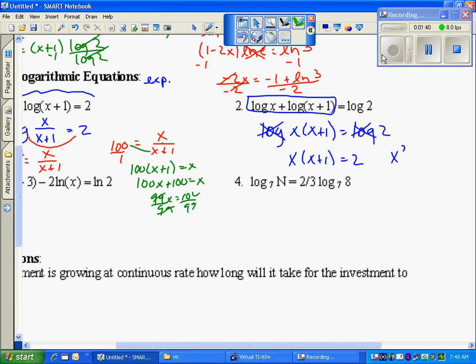Distributing, x squared plus x is equal to 2. Moving the 2 to the other side, setting it equal to 0. x plus 2 and x minus 1 when I factor. So I get 2 answers.